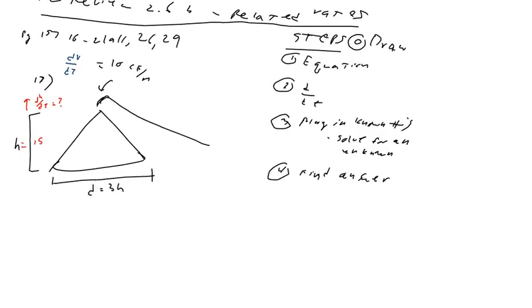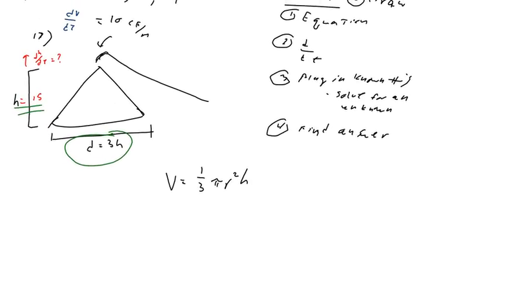They don't tell us anything about the diameter or the rate of the diameter changing, anything at all. But they do tell us the diameter is about 3 times the height. And that relationship is going to become very important because all we're given is the height. So, formula, we know the volume of a cone, one-third pi r squared h.